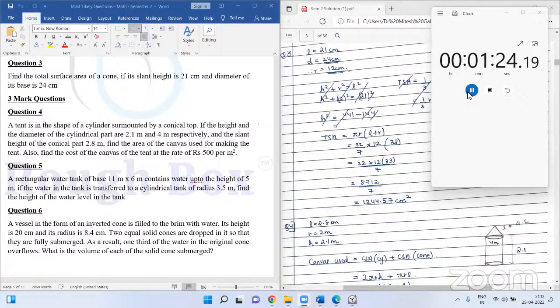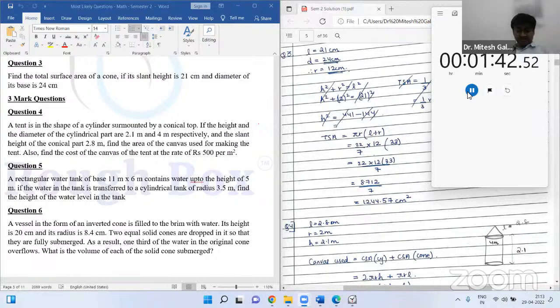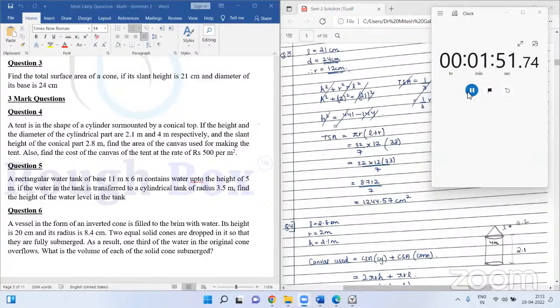So is the diameter the same for both of the shapes, the cylinder and the cone? Yes. So radius will be the same for both the parts. Slant height is not the same, how can it be the same? Sir, it is the curved surface area of cylinder plus the curved surface area of cone. Correct.